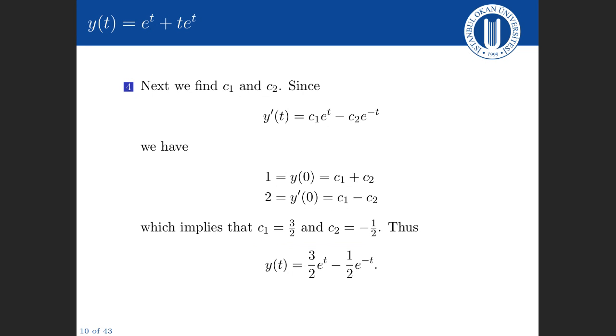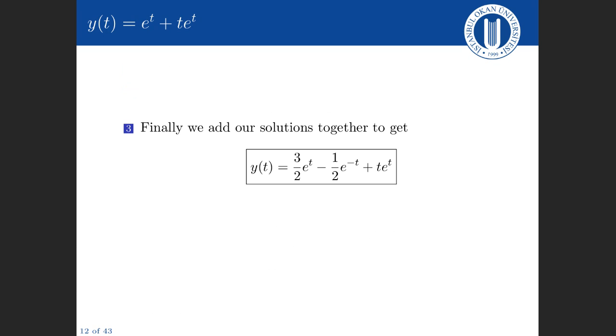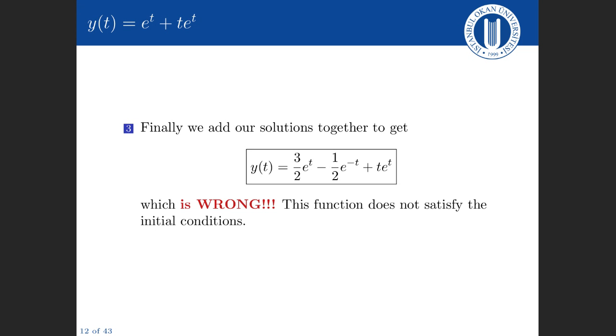So far, we get 3 over 2 e to the power t minus a half e to the power minus t. And then let's suppose after step 4, we do step 2. This is a copy and paste from the previous slide. This is exactly what we did before. And then step 3, we add our solutions together. We get 3 over 2 e to the t minus a half e to the minus t plus t e to the power t, which is wrong.